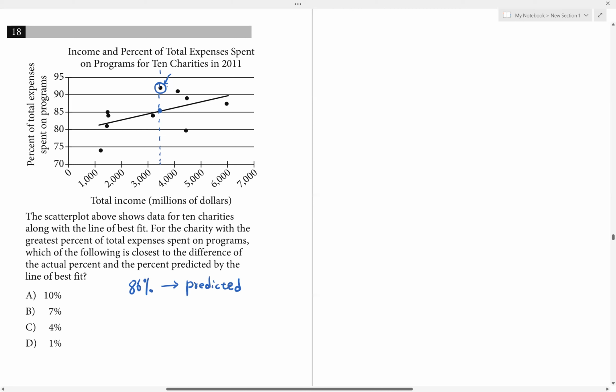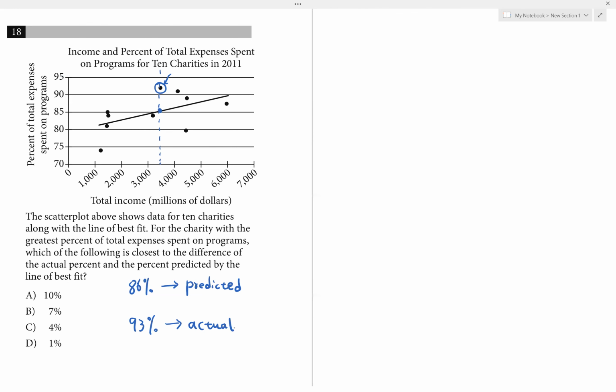But then the actual data point is a lot higher. I'll say this is 90... wait, yeah, it's 93, I would say. Because this is 95, it has to be about 93% for the actual value. So the actual value is about 93%.